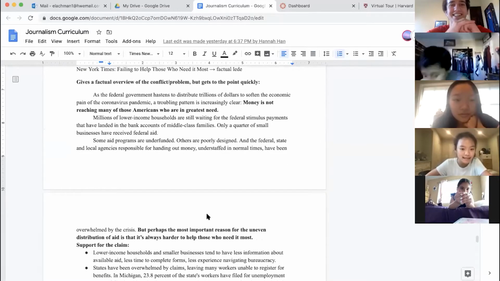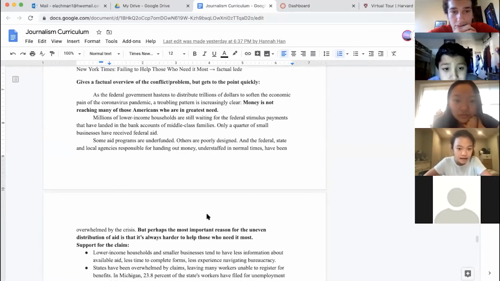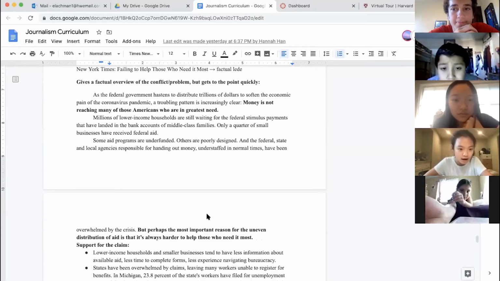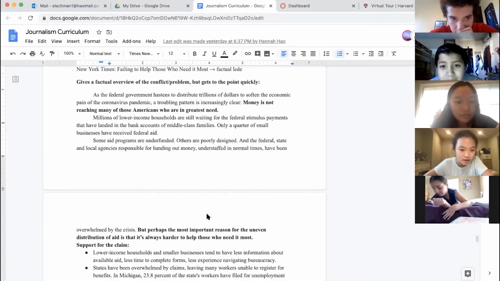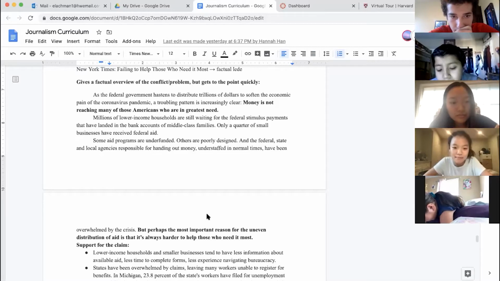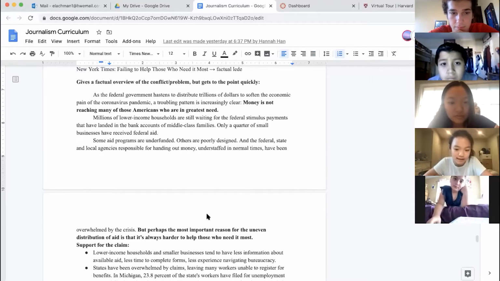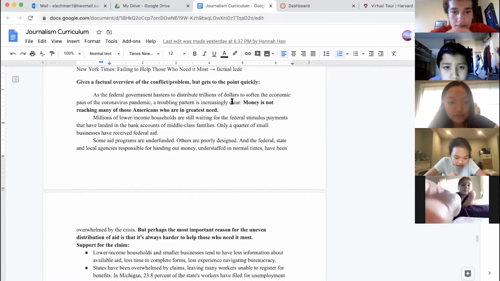As the federal government hastens to distribute trillions of dollars to soften the economic pain of the coronavirus pandemic, a troubling pattern is increasingly clear. Money is not reaching many of those Americans who are in greatest need. Millions of lower-income households are still waiting for the federal stimulus payments that have landed in the bank accounts of middle-class families. Only a quarter of small businesses have received federal aid. Some aid programs are underfunded, others are poorly designed, and the federal, state, and local agencies responsible for handing out money, understaffed in normal times, have been overwhelmed by the crisis. But perhaps the most important reason for the uneven distribution of aid is that it's always harder to help those who need it most.